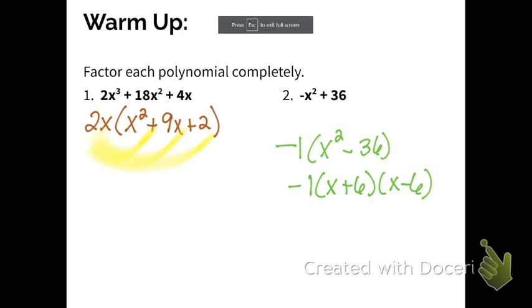For the second question, number 2, remember that anytime you have a leading coefficient that is negative, you want to take out a GCF that is negative. And in this case, the leading coefficient is only a -1, so there's no other numerical value that we can take out. And the 36 does not have a variable part to it, so we're only taking out a -1 for the GCF. Then we're left with x squared minus 36 in the parentheses, which is a difference of squares, and factors into x plus 6, x minus 6.